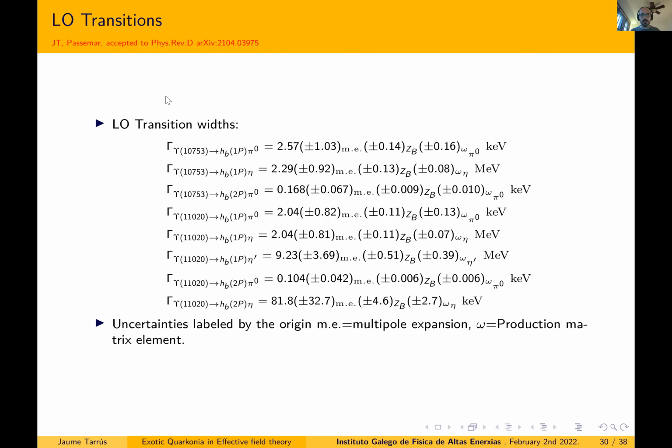We can compute the transition widths for various transitions, and these are the results we obtain. These go from the MeV range for the largest ones to the keV range for the smaller ones. Here in parentheses are the uncertainties, labeled by the different sources of uncertainty. At leading order, the uncertainty that dominates is the one coming from using the multipole expansion.